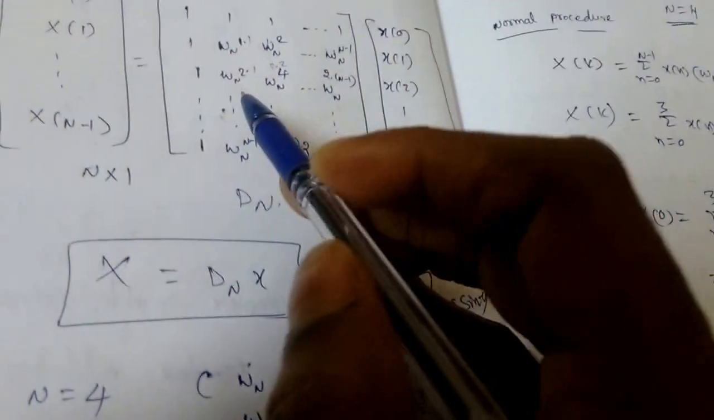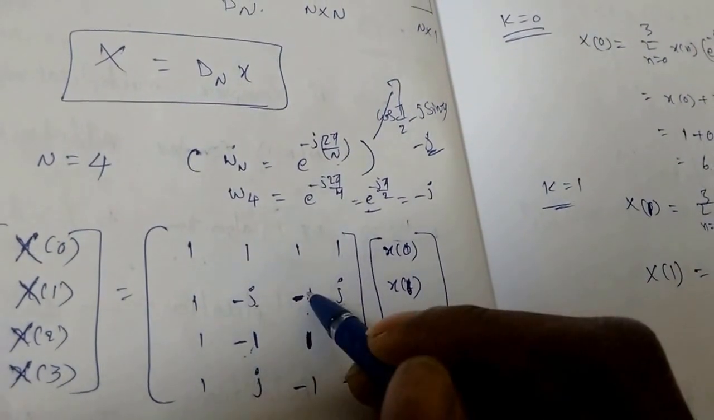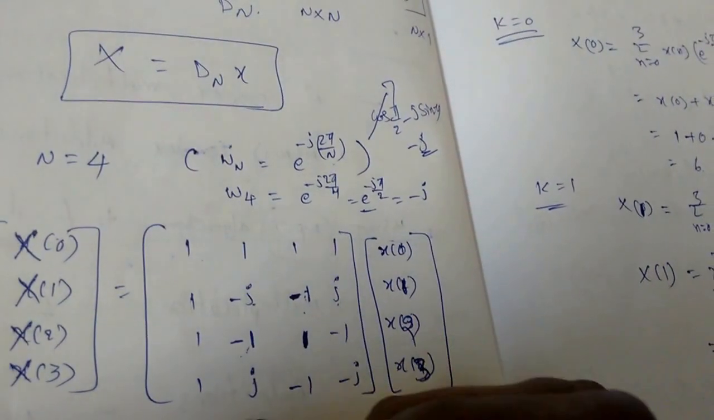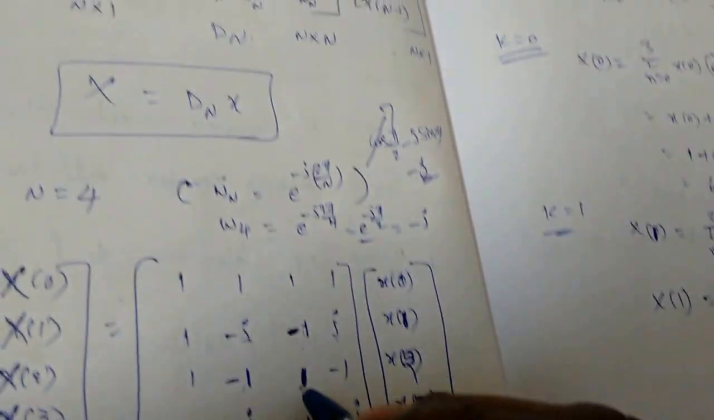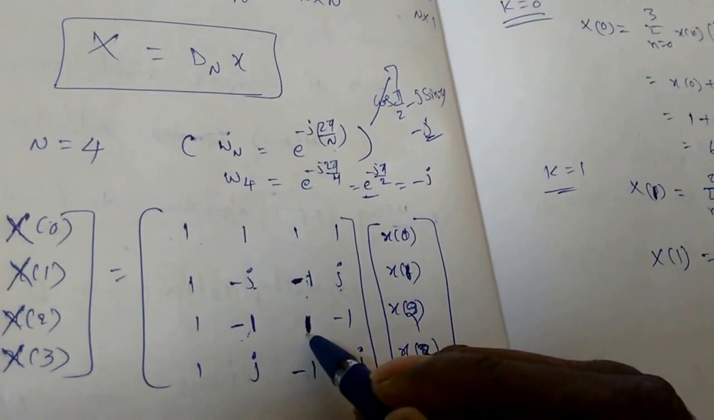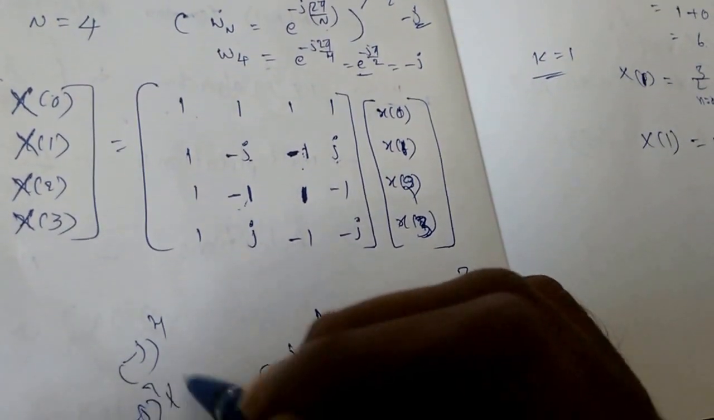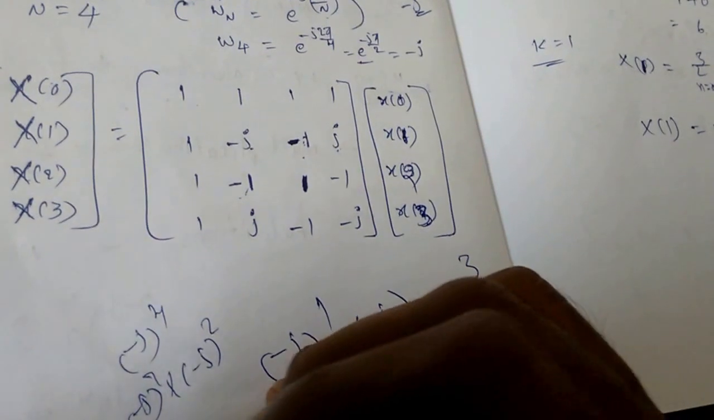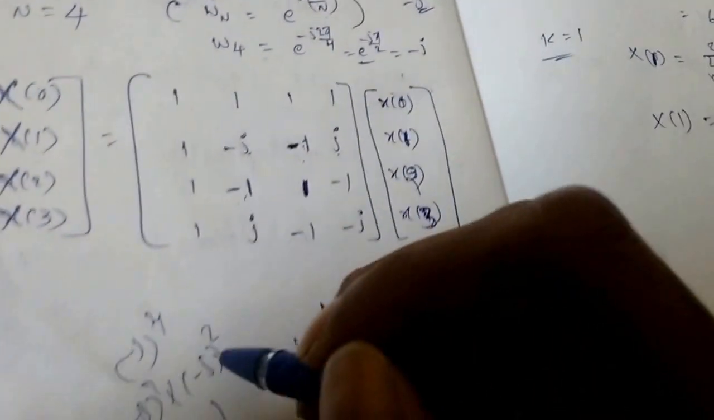Similarly, next one is Wn square. It will follow like this only. And this one also follows Wn power n minus 1. See, Wn power n minus 1. Next one here is Wn power 4. Wn power 4 is minus j whole power 4, so minus j square into minus j square. Minus 1 into minus 1, I will get plus 1. Similarly, this one is minus 1.